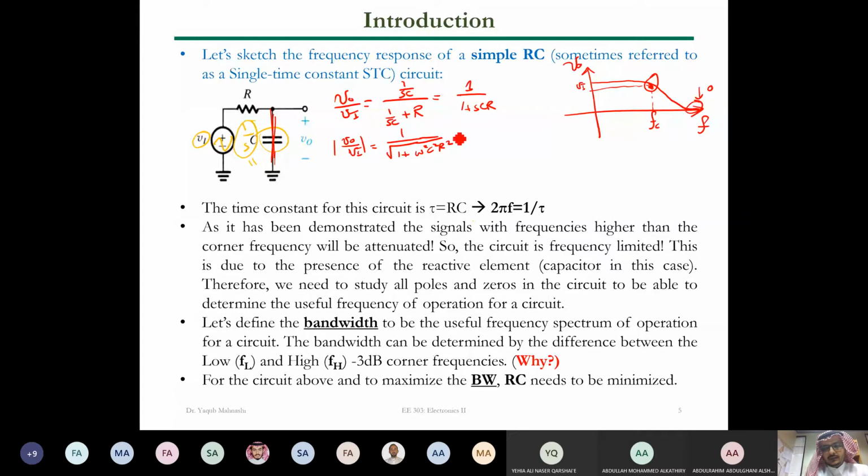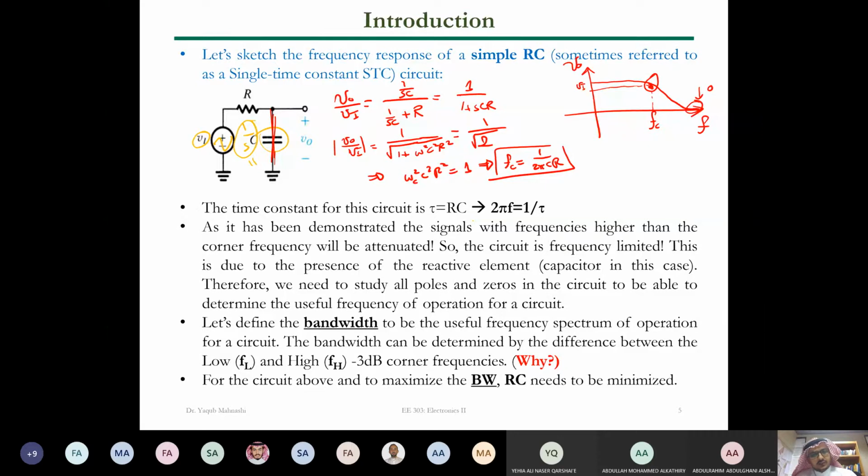So if you take this one as 1 over root 2, because 1 over root 2 is minus 3 dB when you transfer it to dB, it is the same as saying omega squared C squared R squared equals 1. And it is the same as saying FC equals 1 over 2 pi CR. So let's call this one FC.